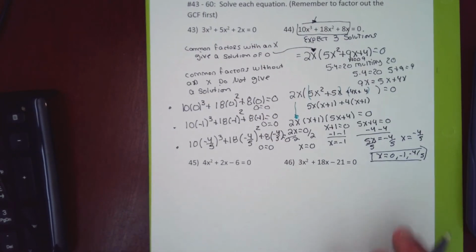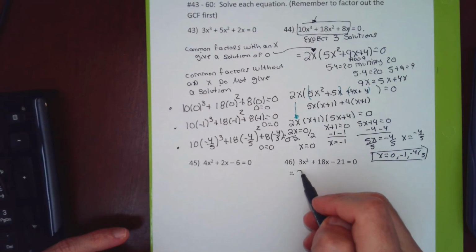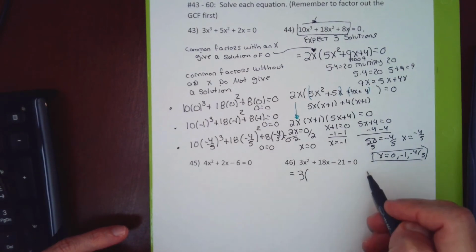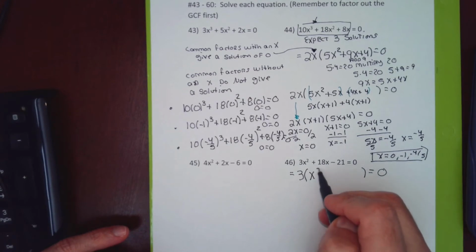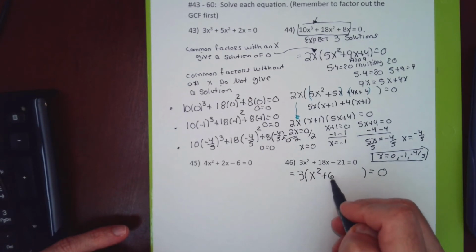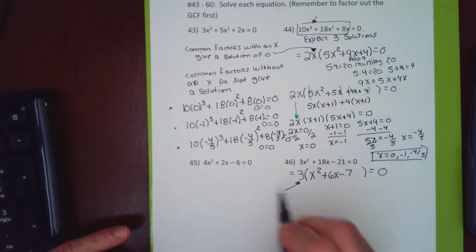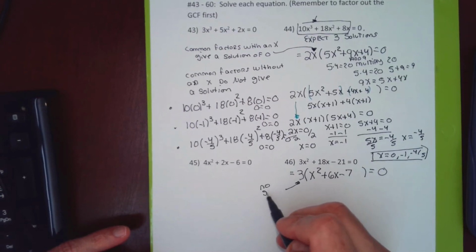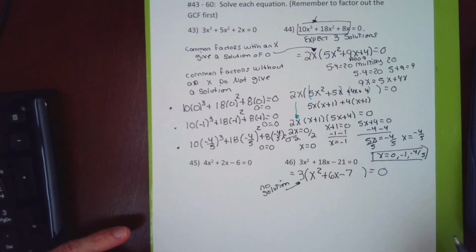Problem 46, first step in factoring is to pull out common factors. Common factors that don't have a letter, just a number, don't give a solution. In problem 46, I'm going to pull out my common factor of 3, and I'll be left with x squared plus 6x minus 7. This 3 is not going to give a solution. Well, if I try to check x equal to 3, it's not going to work. I'll show you that it doesn't work in a second.